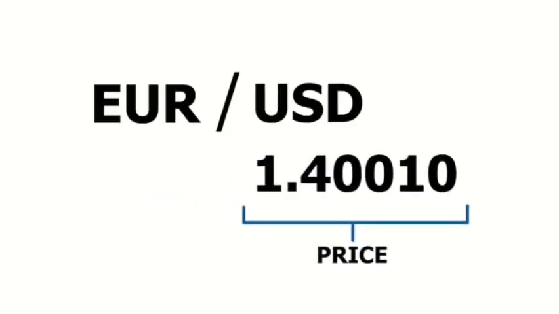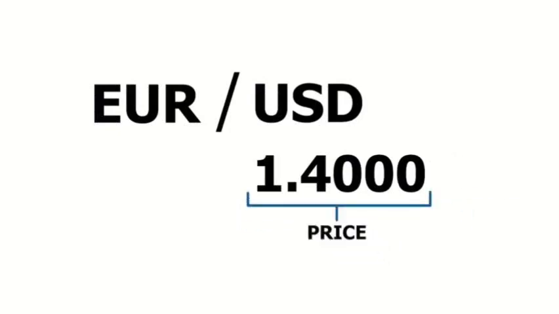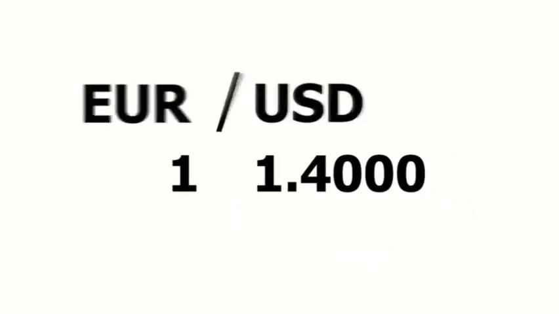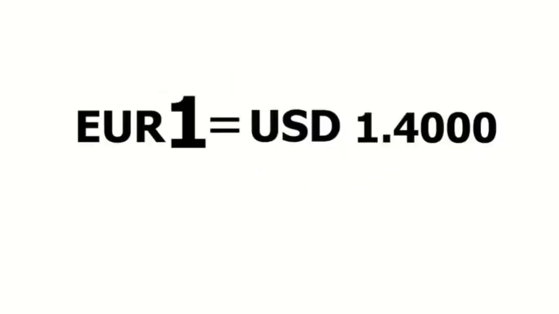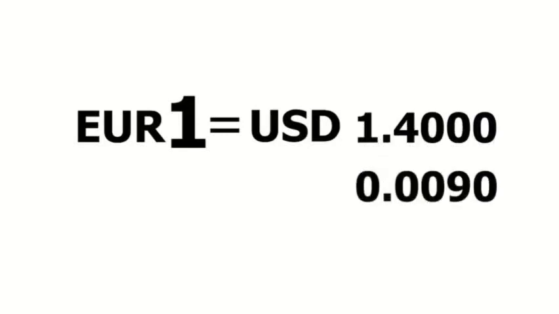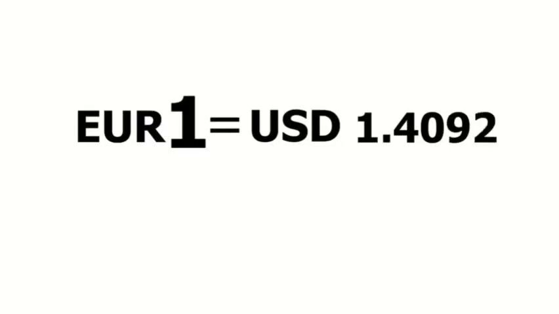So let's say the price of the euro to US dollar is 1.4000. This means that the cost of 1 euro is $1.4000. If the price goes up by 90 pips to 1.4090, we will need $0.0090 more dollars to buy 1 euro. When the price of the euro US dollar increases, this means that the euro is getting stronger against the dollar.